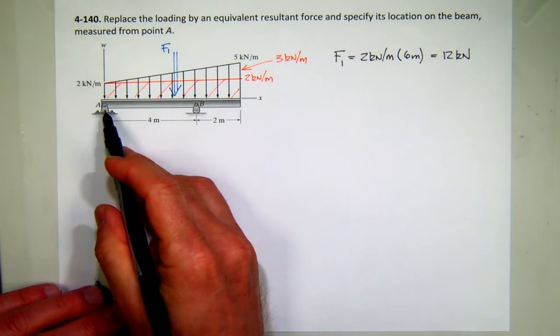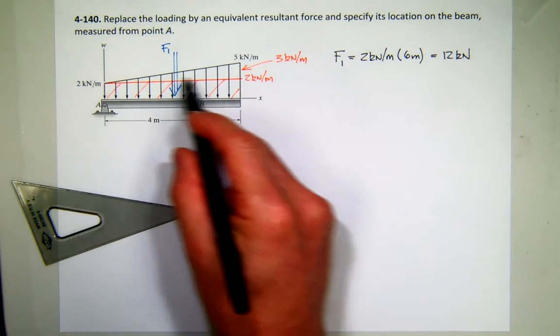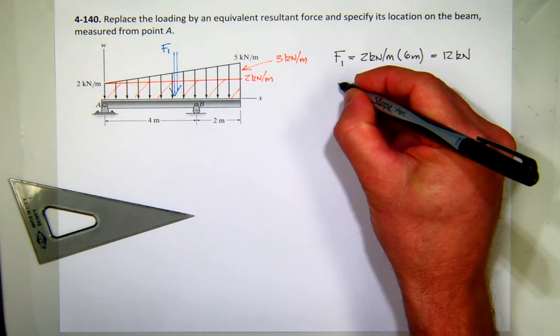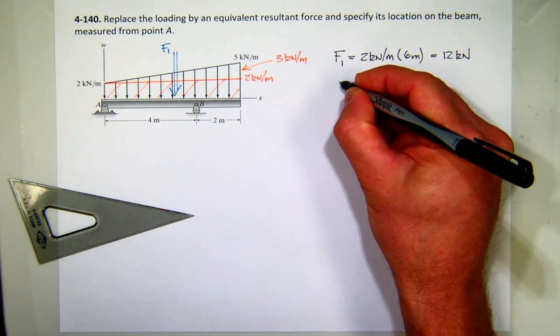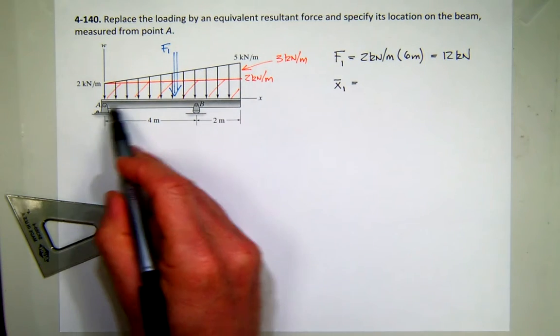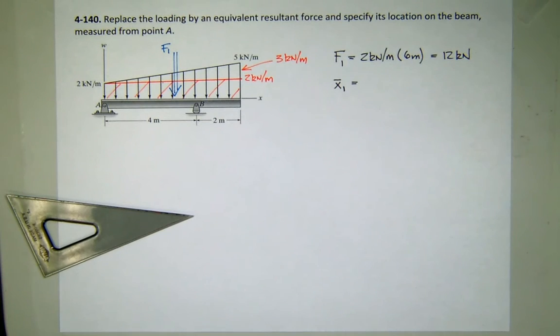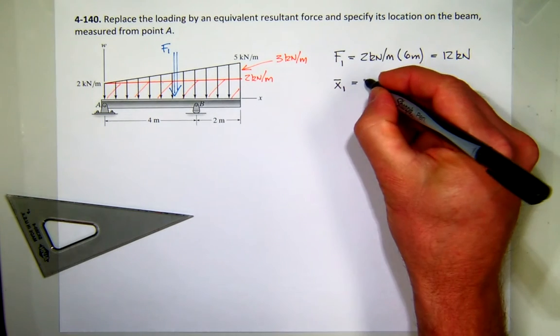We're going to base everything from A. So what would be the distance from A to the center of the rectangle? I'll call that x bar 1. So what's the distance from A to the center of this rectangle? It's the midpoint, right? So what's the midpoint of 6? 3 meters.